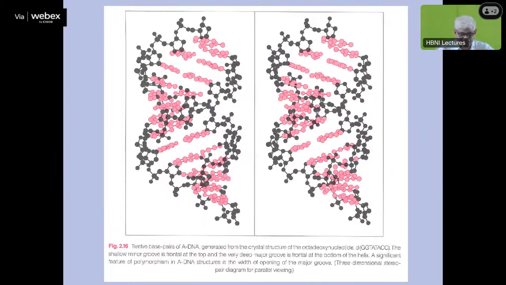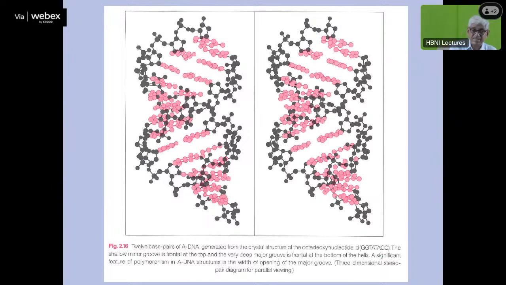The A-DNA structure you see is fat compared to the B. I will show the B-DNA also. This is fat here, and it has a shallow minor groove at the front at the top and a very deep major groove. Okay, we can see that in other pictures. Opening of the major groove.